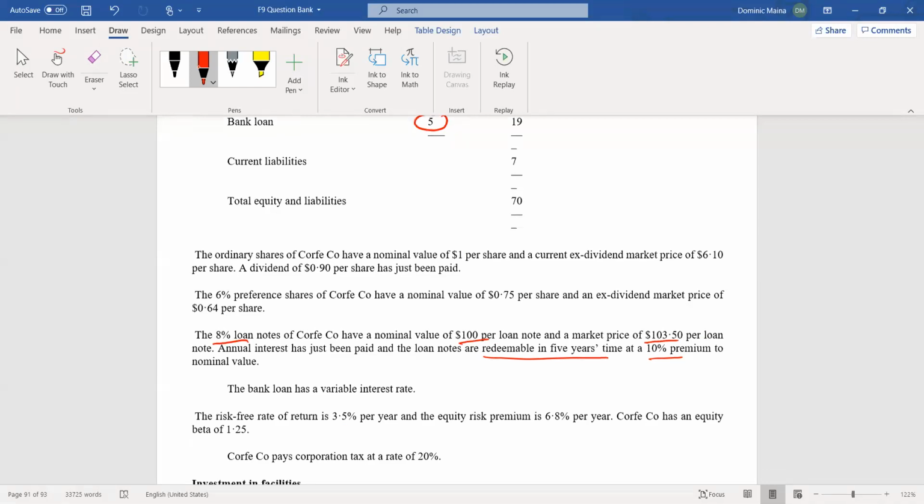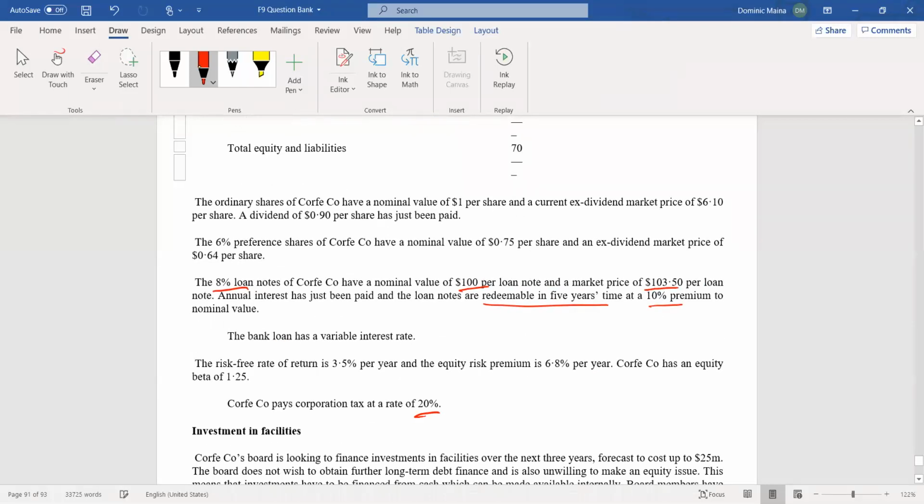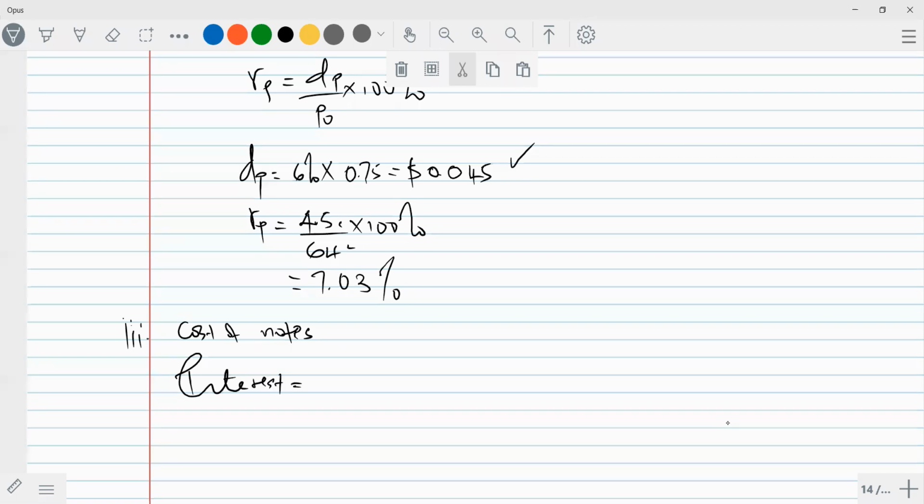Do we pay tax? Yes, this company does pay tax at 20%. Therefore we need to factor in the tax when getting the interest. It is paying 8%, so the interest the holder receives is 8% times the nominal value of $100, but you pay tax at 20%, which gives $6.4 as the net interest receipt.